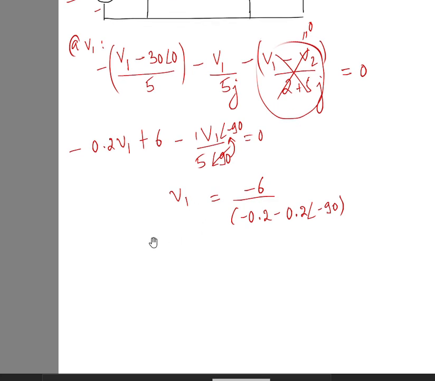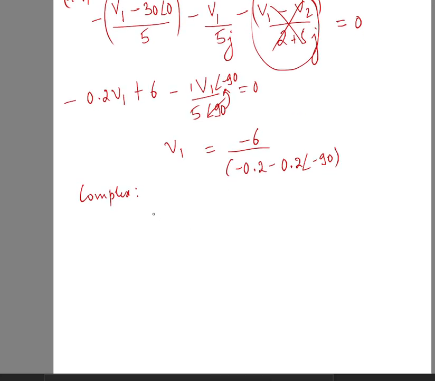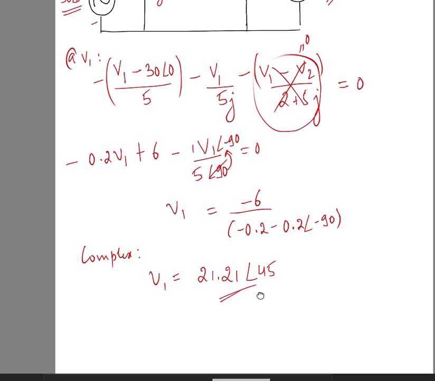Now you can go to mode and go to complex mode in your calculator, right? In complex mode, enter this whole section and it will solve it for you, and you should get an answer which is approximately V1 equals 21.21 with an angle of 45, right? When you enter this in the complex mode of your calculator, you'll directly get this answer, yeah. So we have solved for V1.